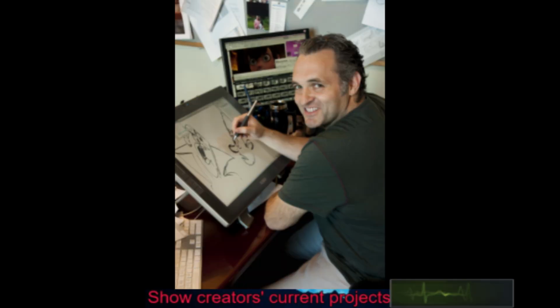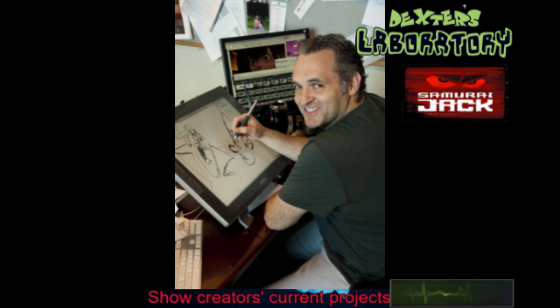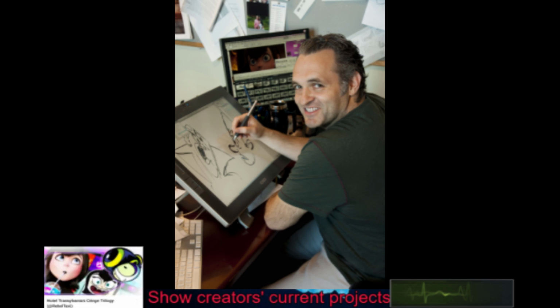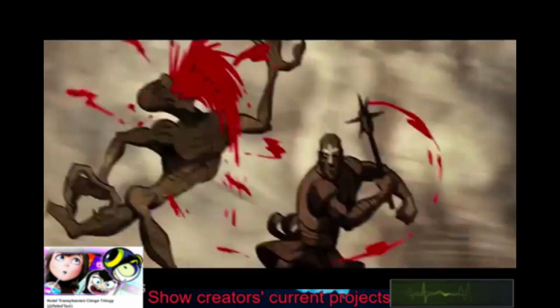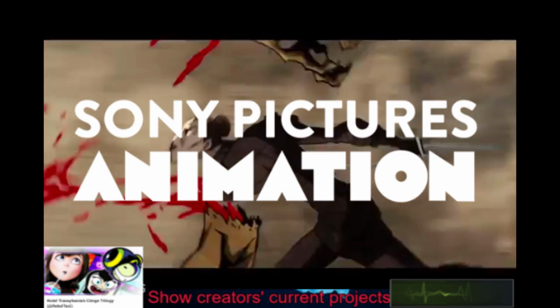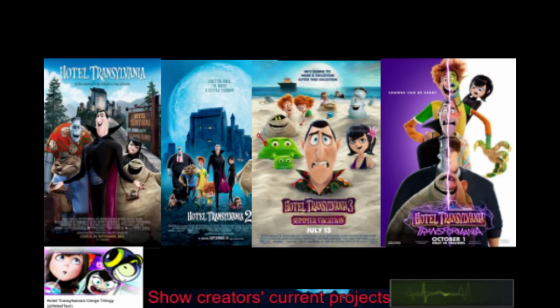Genndy Tartakovsky, the creator of Dexter's Lab, Samurai Jack, and Symbionic Titan. So far, he seems to be doing really well for himself in recent years, as he still has many projects under his name. His recent projects are the animated opening for the 2011 movie Priest. He has been working with Sony Pictures Animations by directing the 3 Hotel Transylvania movies, and even wrote the 3rd one and the upcoming 4th movie.